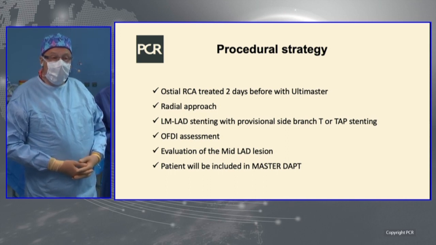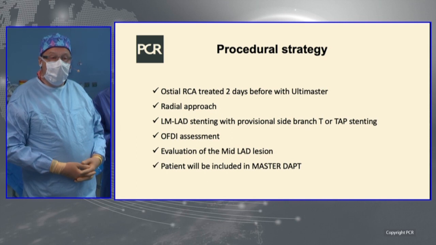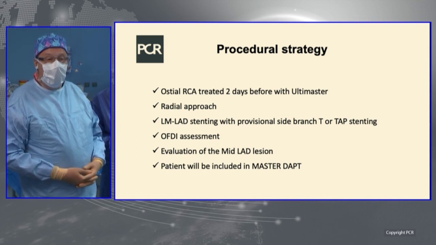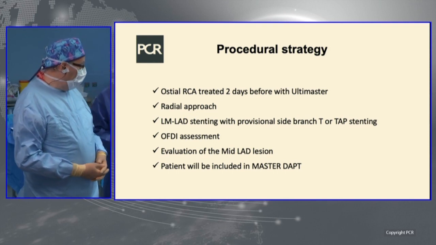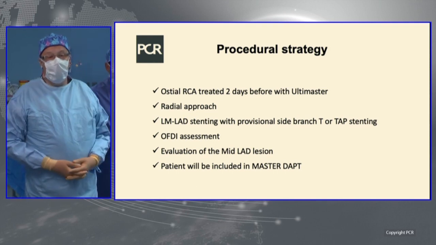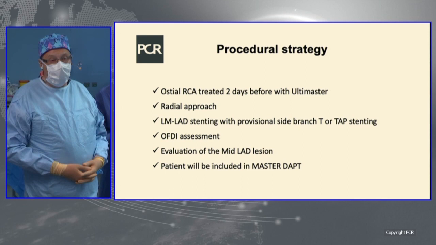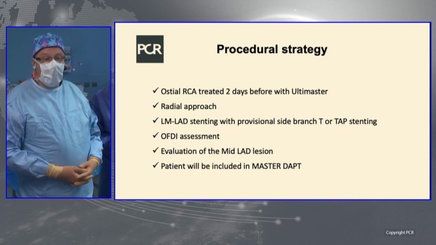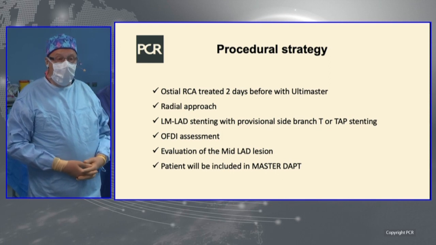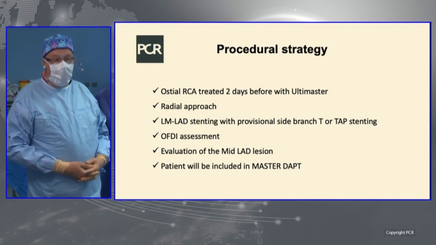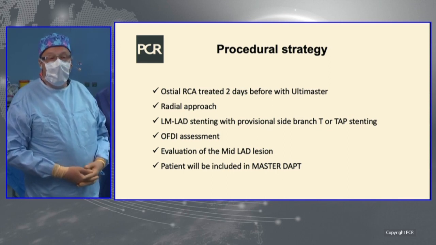As said by Thomas Cuisset, the ostial RCA has been treated 2 days ago with an Ultimaster device. We use the radial approach, the same left radial approach we used 2 days ago for the RCA treatment, because this patient is on dialysis and has an AV fistula on the right arm.